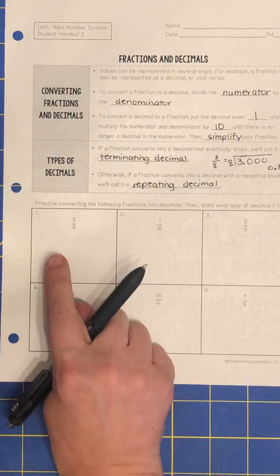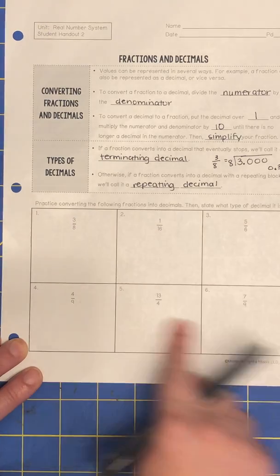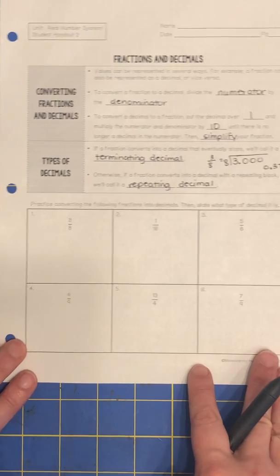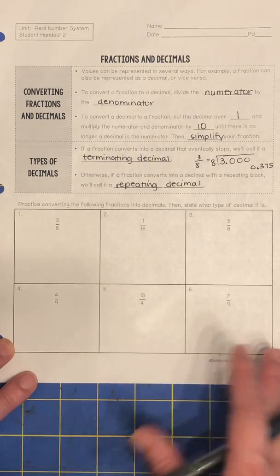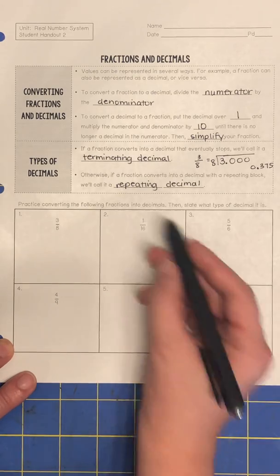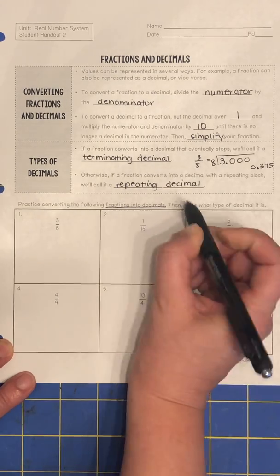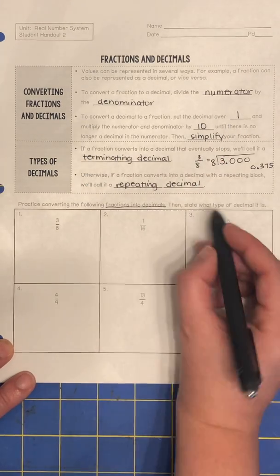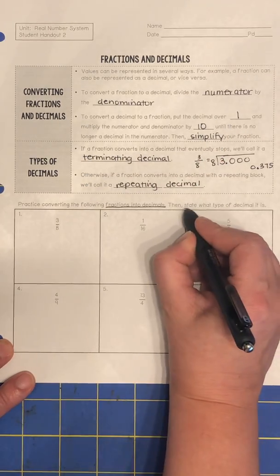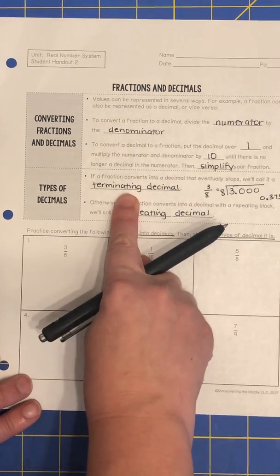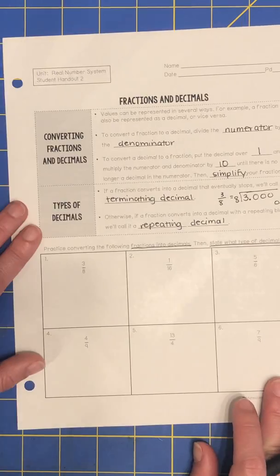So let's look here at this section of 6 problems. We're going to do a couple of them together, and then I'll let you do them on your own, and we'll see how we do here. It says practice converting the following fractions into decimals. To do that, we have to divide the numerator by the denominator, and then state what type of decimal it is. So first we're going to convert, then we're going to tell whether it's terminating or repeating.